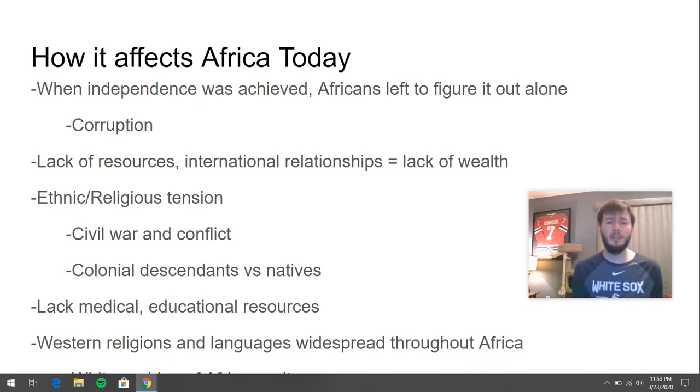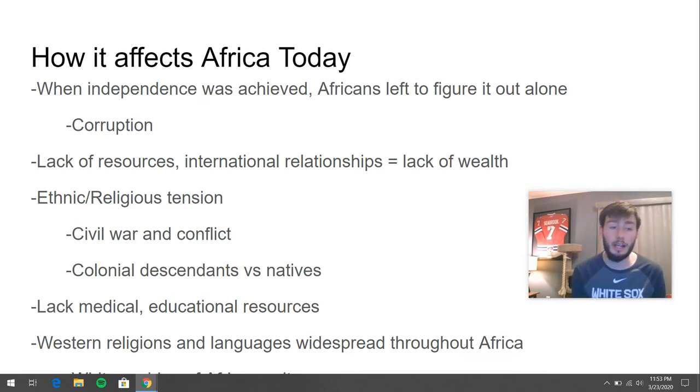So international relationships are very important when you are in a global economy. If you're a country in Africa and you have gold, that's great. But if you don't know who to sell the gold to, or you don't know how to sell the gold to other countries, then you're not going to make money off of it. It doesn't matter how much of it you have. If you can't sell it, you're not making any money.